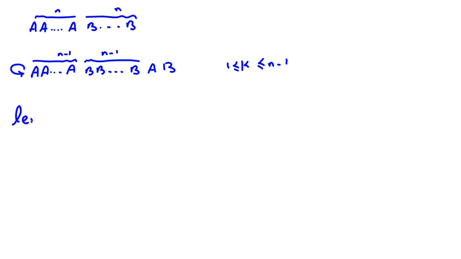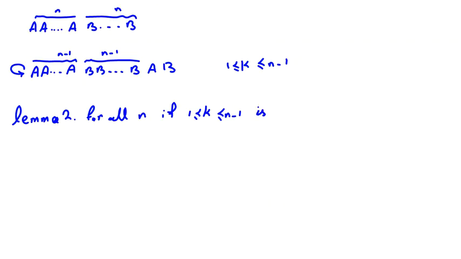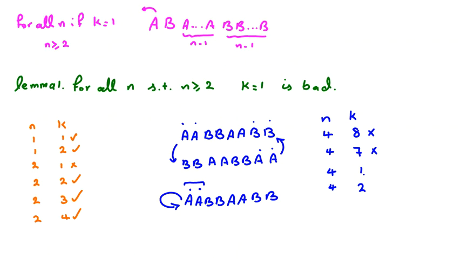So, lemma 2: we found many K's that are bad. For all N, if K is from 1 to N minus 1, it is bad, like the previous case. Now here we've generalized this part. For 1, for example, for 2 are bad.